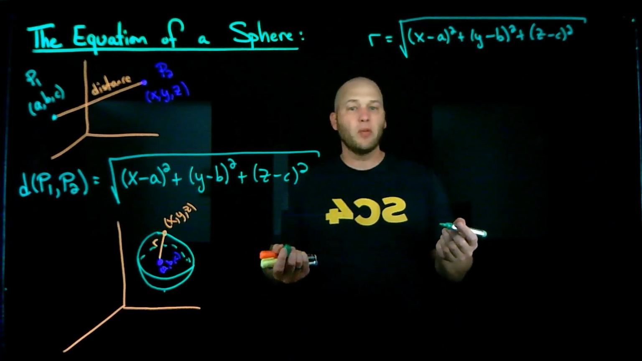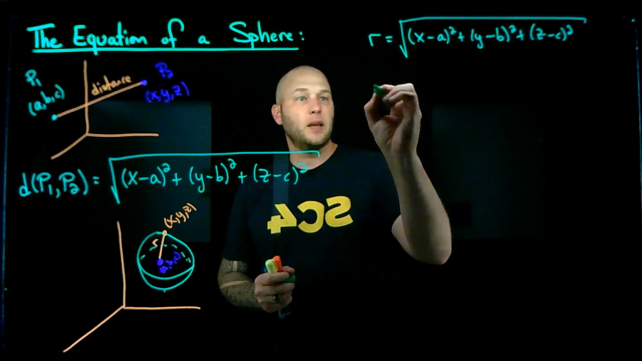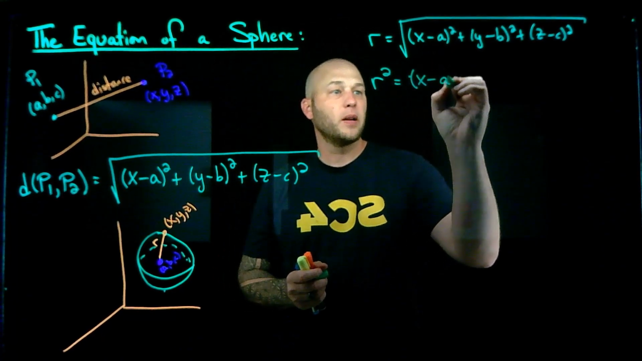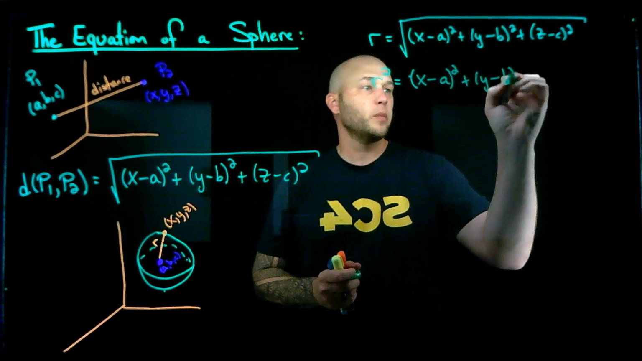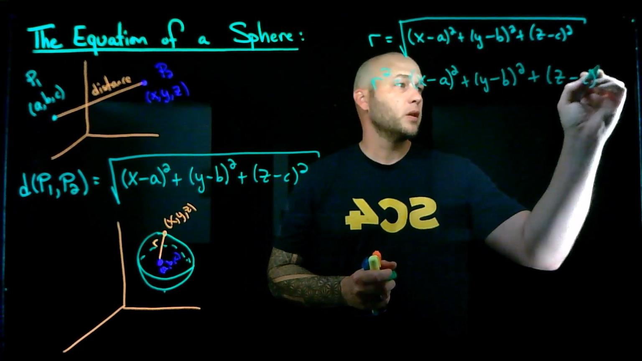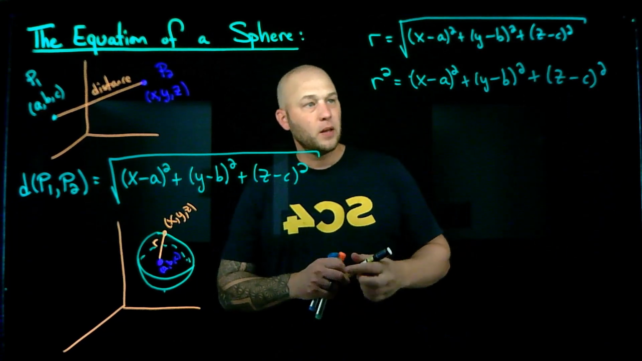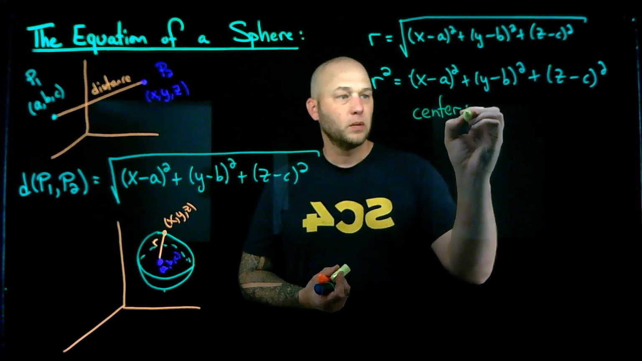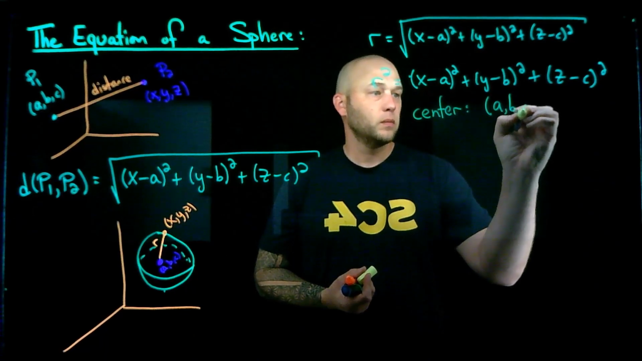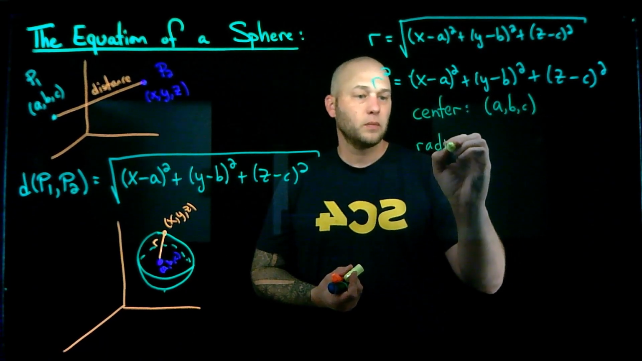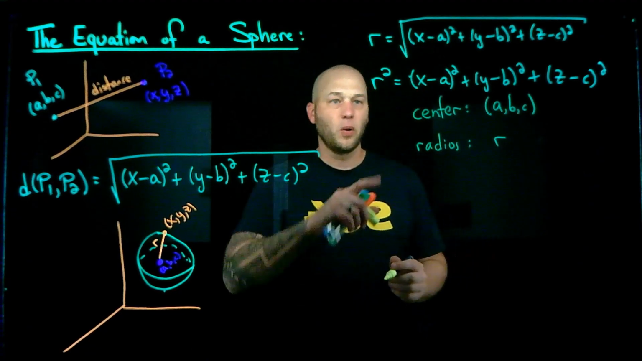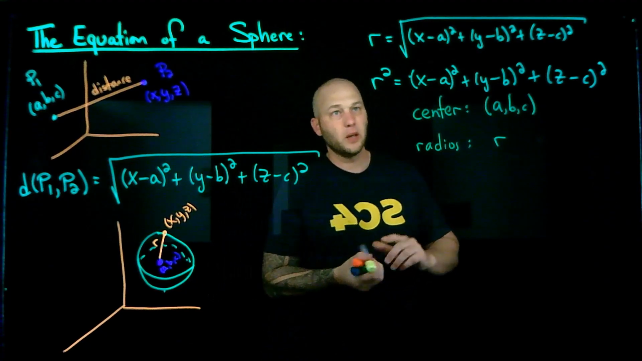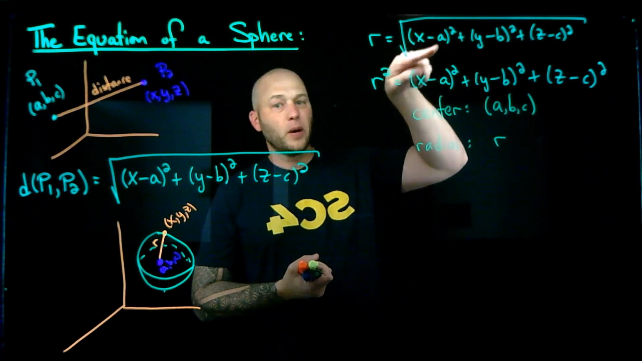And then what I'm going to do is just rewrite this by squaring both sides, and I get the following equation of a sphere. r squared is x minus a squared plus y minus b squared plus z minus c squared. So what this is right here is the equation of the sphere with center ABC and radius r. So notice over here, this is going to be a constant. The number there is actually the square of the radius because we eliminated the square root by squaring both sides.